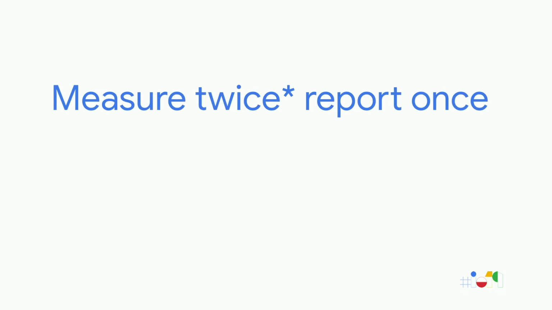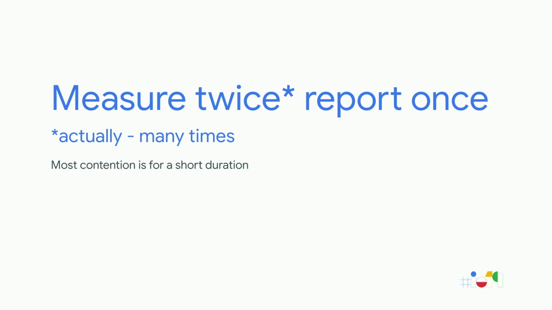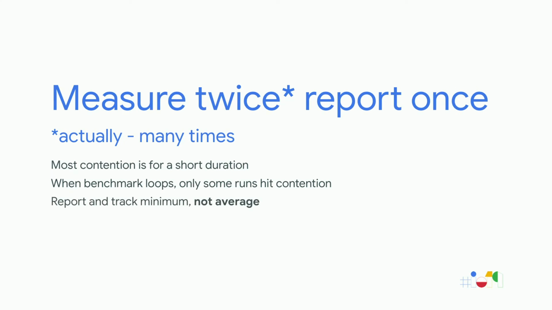So that's why we have this idea of measure twice, report once. And by twice, I of course mean many times. We will measure several loops, and understanding that most contention is for a short duration, we can ignore those loops that are most likely to have hit contention. So what we do, in fact, is report and track the minimum number observed, not the average, because the average is susceptible to contention.